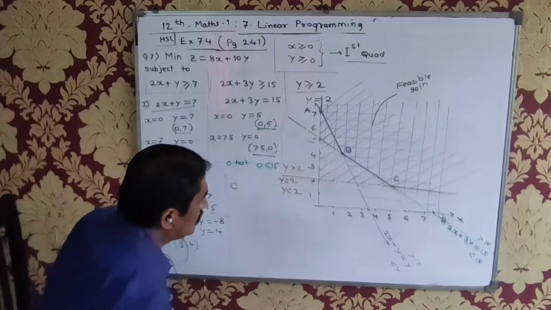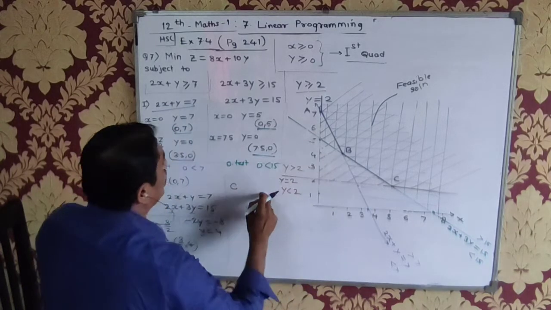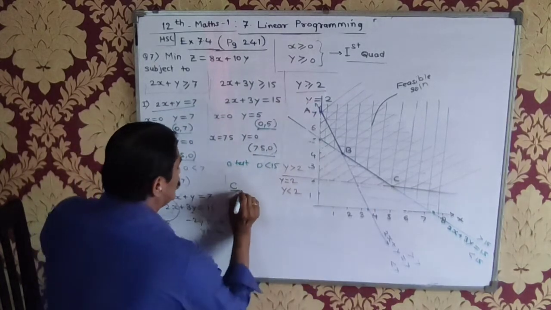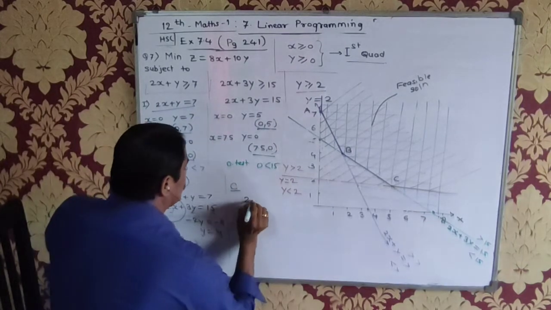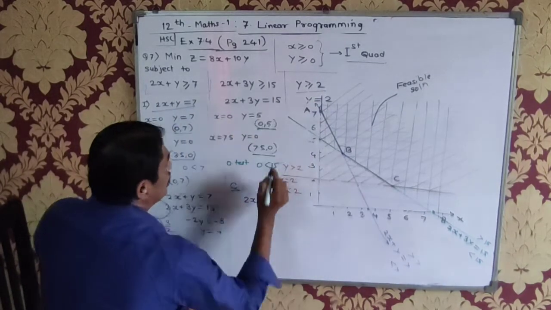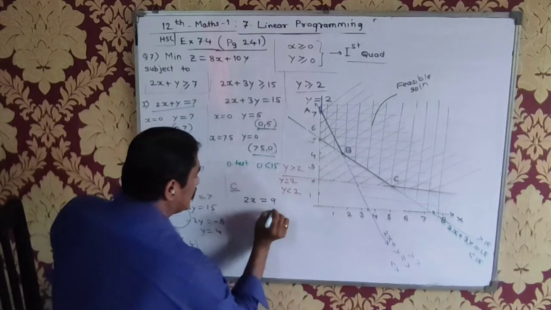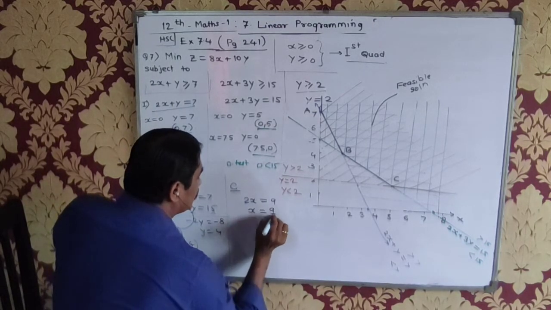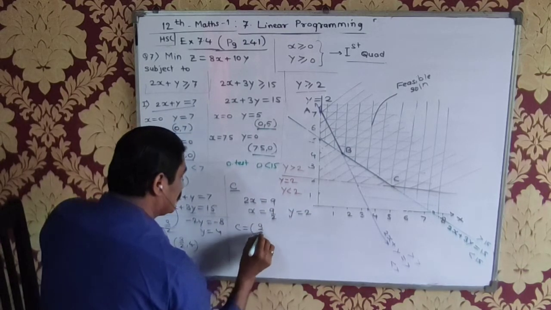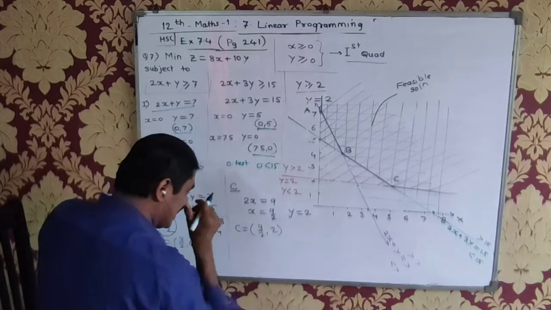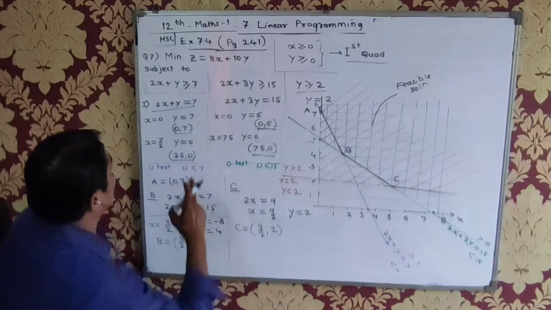C is the point of intersection of red and green line. So this y is equal to 2. अगर मैं इसमें substitute कर दूँ, ये बन जाएगा 2x plus 3 into 2, 6. 15 minus 6, 15 में से 6, 9 बचा. x is equal to 9 by 2. So y is equal to 2. So C के coordinates हैं (9/2, 2). And at the last step, you have to find out z का value at A, B and C.